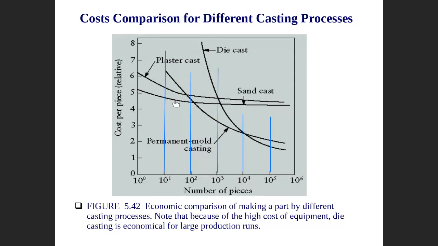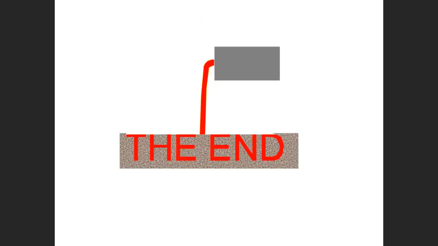So this figure shows you the relation between the number of pieces you would like to produce and the cost of production, and based on that you can understand what is a suitable method to use in a casting process, based on the number of pieces you would like to produce. Right? Any question? This is the end of chapter 8, which is casting processes. Any question generally? Okay, so this is the end of this chapter.